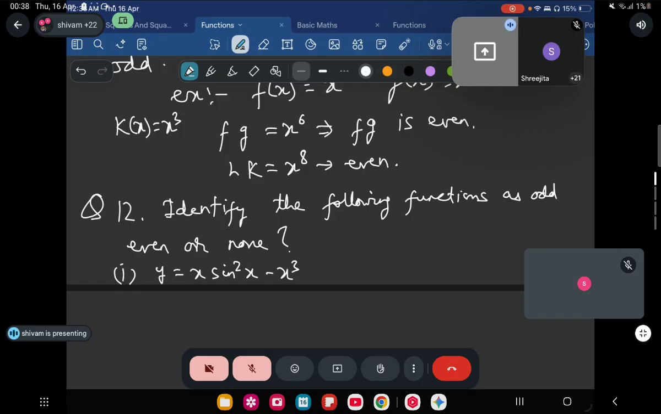Yes, Rishabh, right answer. Adrija, right answer. Shashwato, right answer. Shujita, right answer.